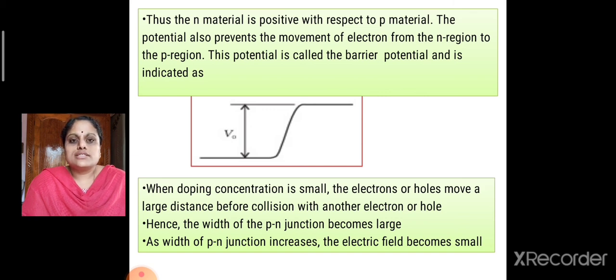When doping concentration is small, the electrons or holes move a large distance before collision with another electron or hole. Hence, the width of the p-n junction becomes large. As the width of the p-n junction increases, the electric field becomes small.